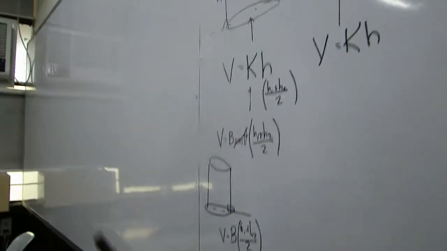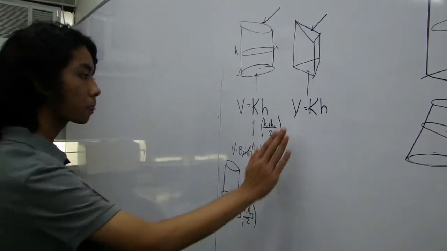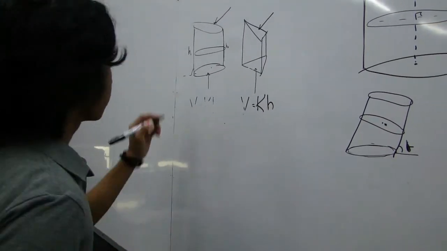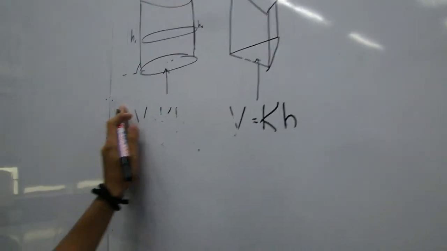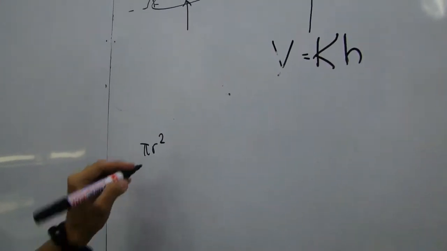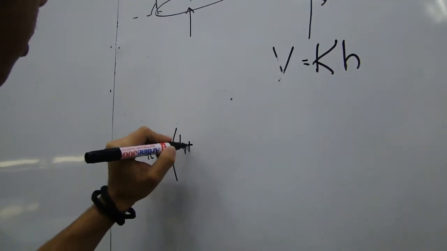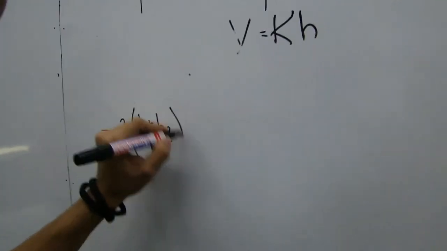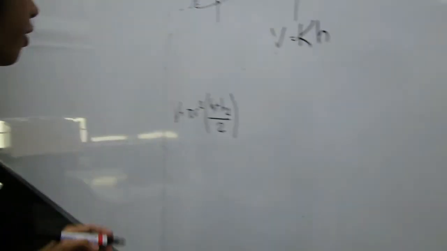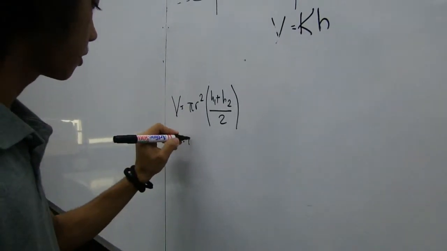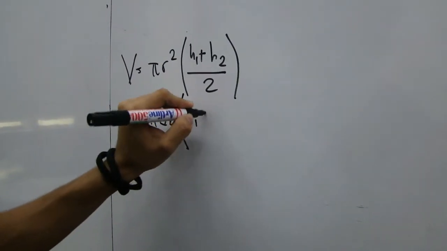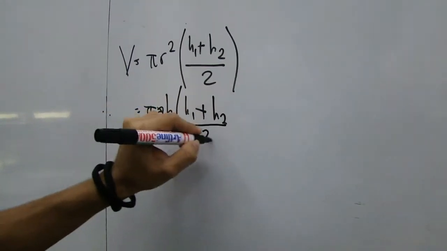Now if you have a circular truncated cylinder, the formula for the base becomes pi r squared times height 1 plus height 2 all over 2. That is the volume of a right circular truncated cylinder. If it's an ellipse, it becomes pi a b times h sub 1 plus h sub 2 over 2.